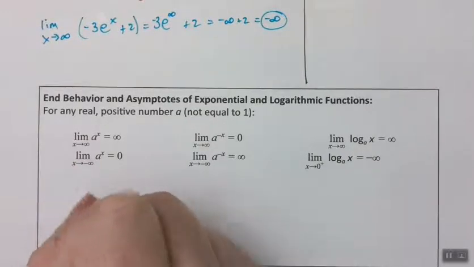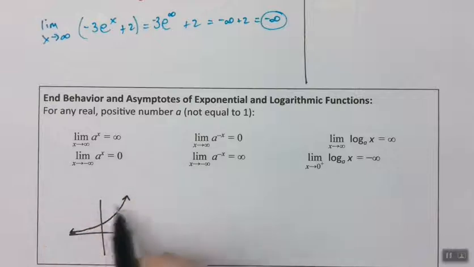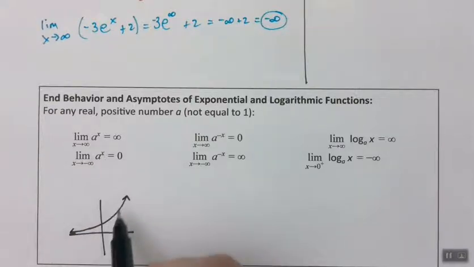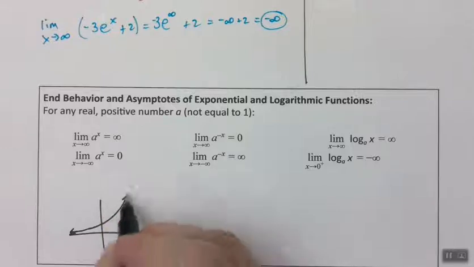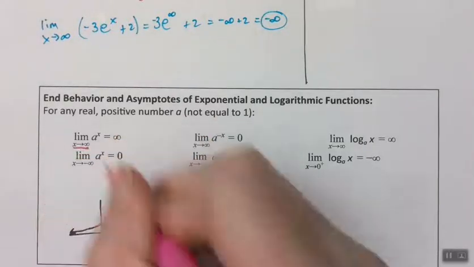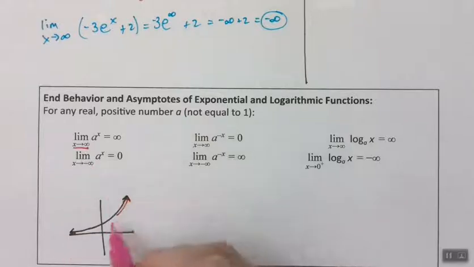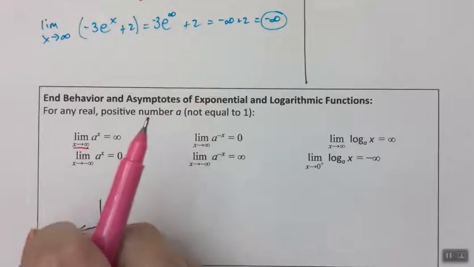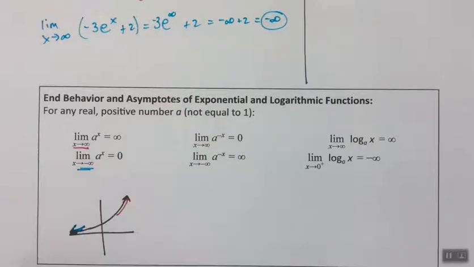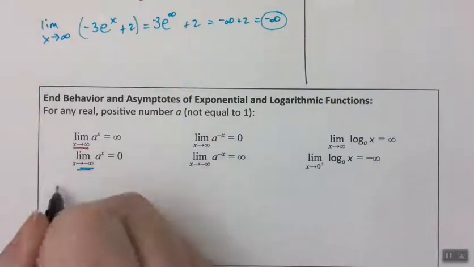They're all going to look something like this. Their steepness is going to get determined by a. As x goes to infinity over here, y is going to infinity. As x goes to negative infinity, y is going to 0, right there. And this should look familiar to you because you learned this in algebra class.